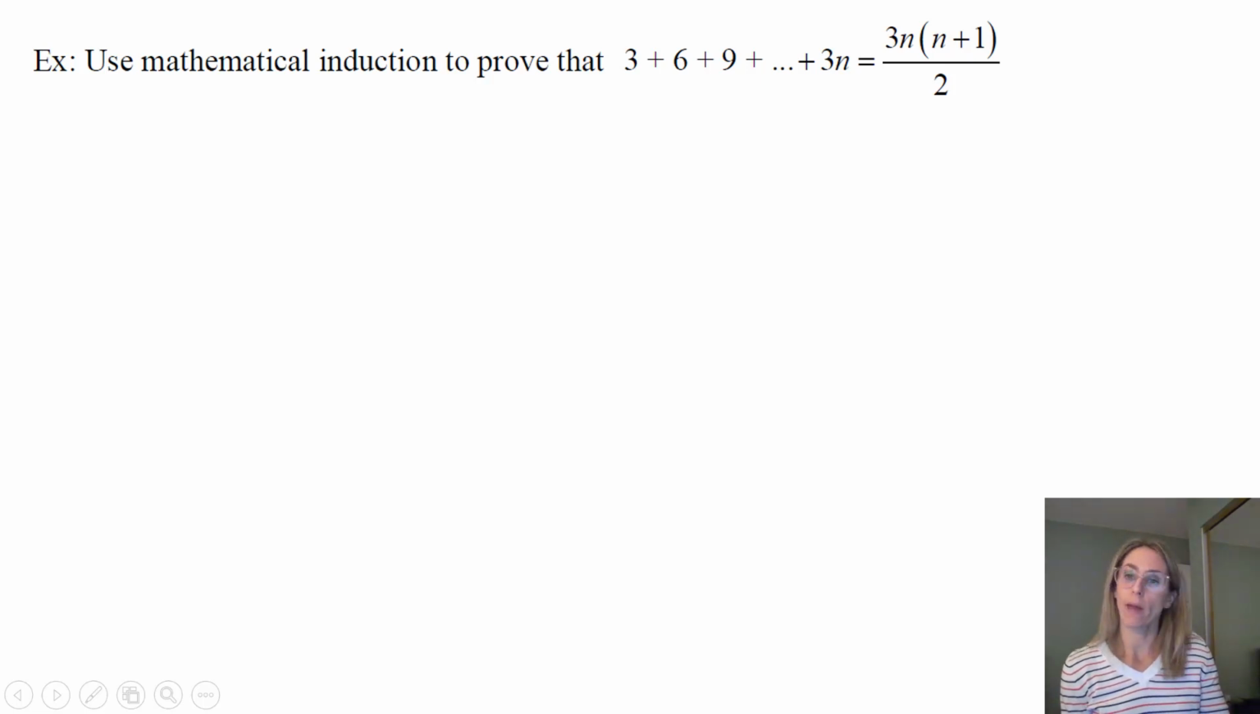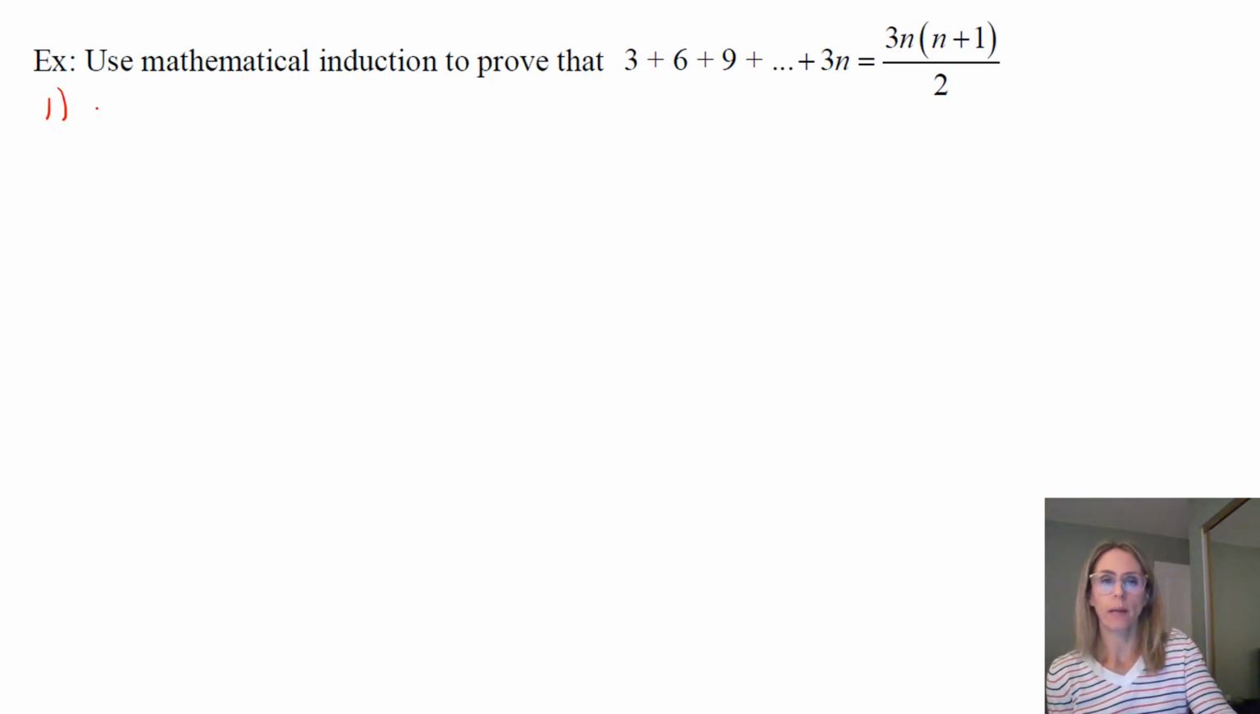of proof by mathematical induction here. On the left-hand side, we have 3 plus 6 plus 9 plus ... plus 3n. So it's all the multiples of 3. If you add them together, we're being told that that should be 3n times n plus 1 over 2. We're trying to show that that is true.